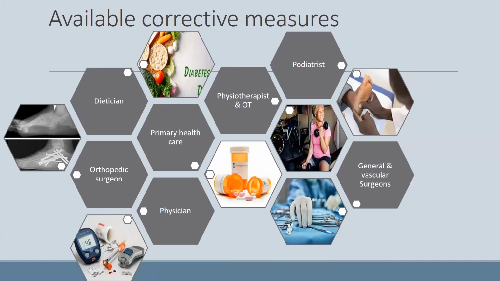And should that fail, the patient needs to be referred to the physicians again to control the glucose, because controlling the glucose also slows down the progression of the disease that has already started, or it will prevent the complications in the patients who are newly diagnosed. So glucose control is very important. So the relationship with primary health care and physicians is very important.